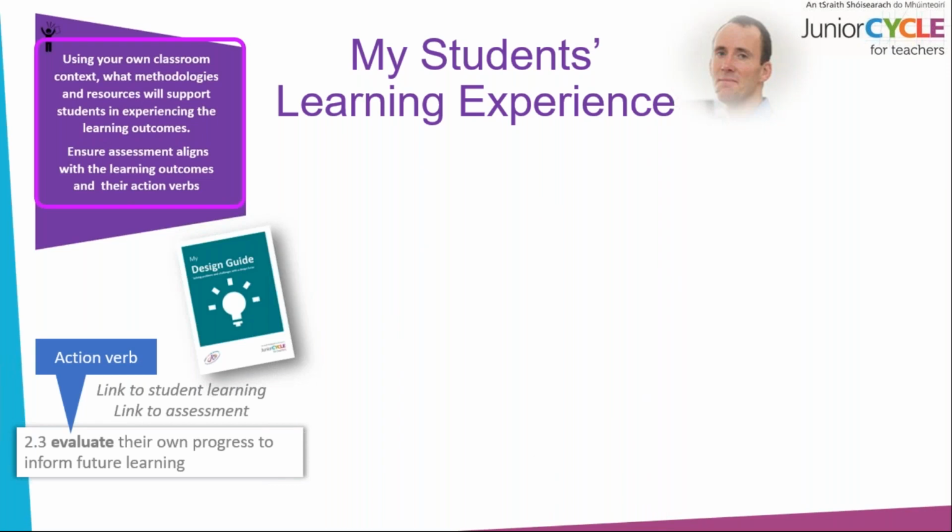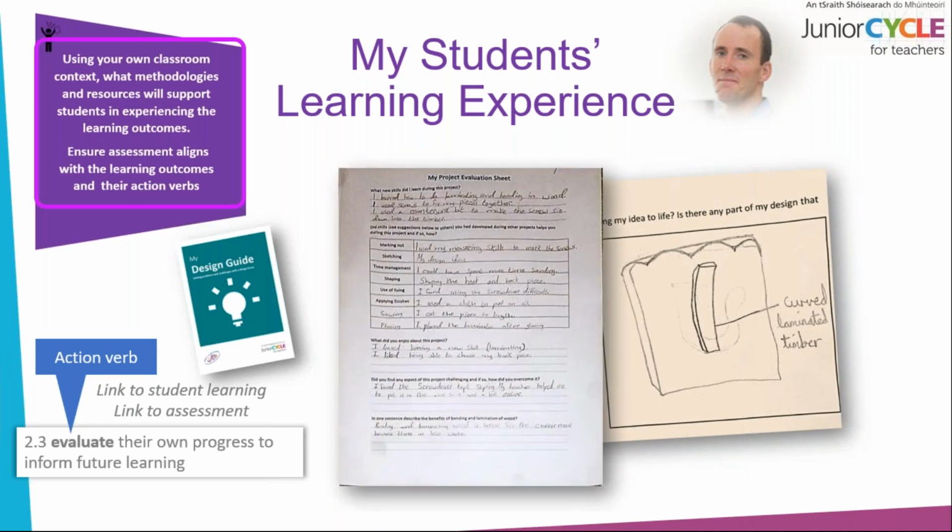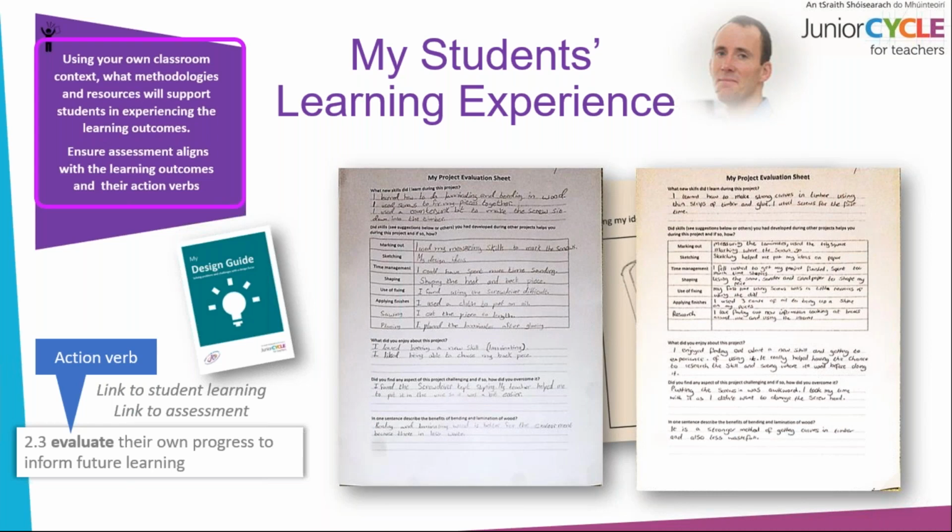And finally, looking at outcome 2.3, which was where students were asked to evaluate their own progress to inform future learning. Students carried out an evaluation of their work where they considered the impact of this exercise and what it had on pre-existing skills. This evaluation sheet is context specific to Owen's own class and their prior learning. If a teacher was considering a similar resource for their own use, they would need to reflect this in the sheet with an emphasis on their own students' prior learning.